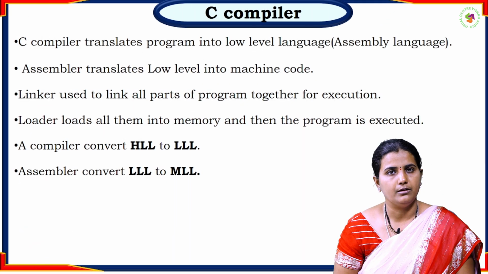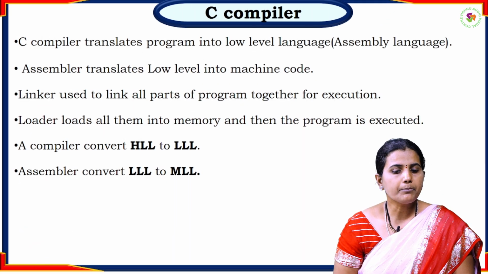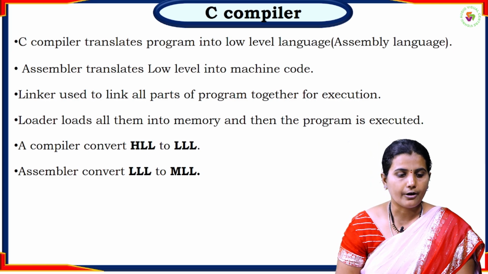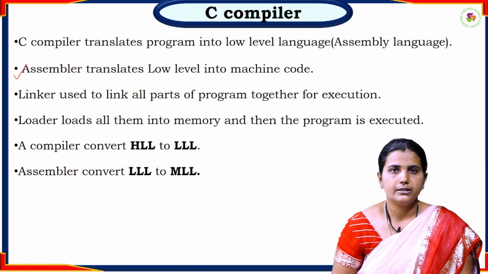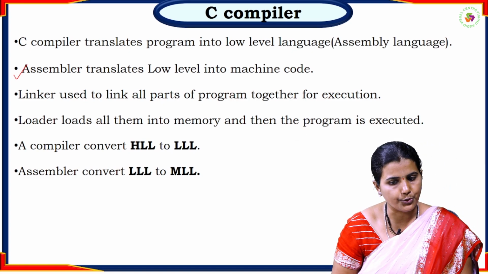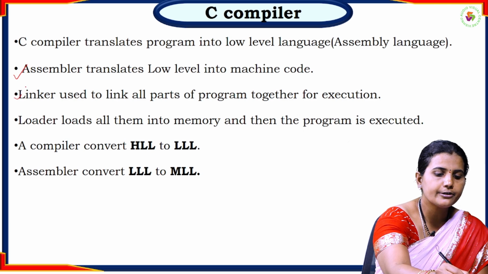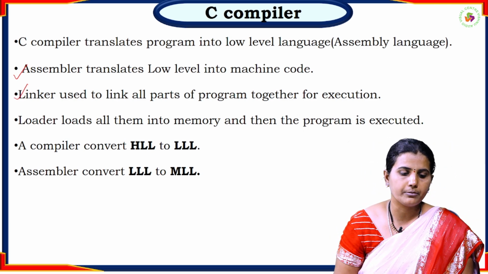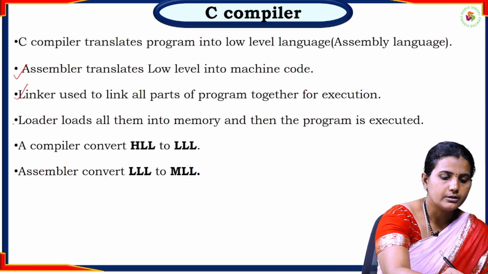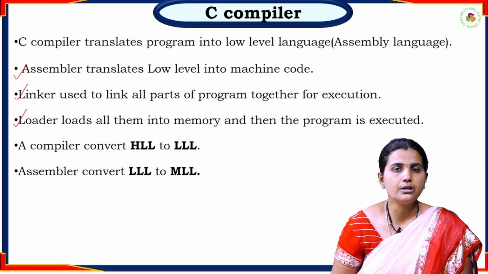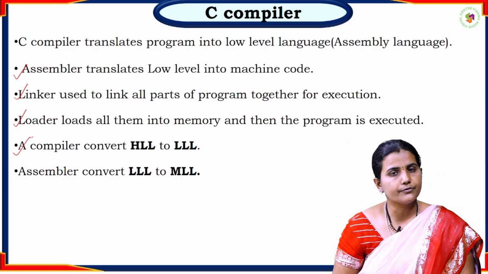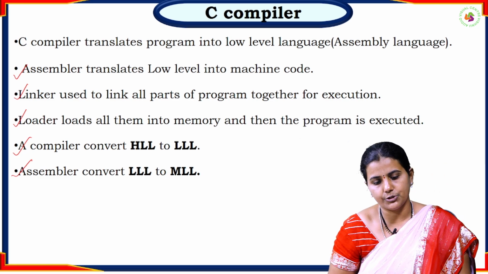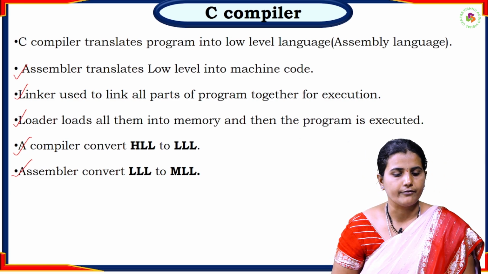Let us take a simple C compiler. The C compiler translates the program from the high level language into the assembly level language code. After that, assemblers translate that into a machine understandable language code. After that, in the linkers, any header files we include or any macros we use in our program take place. And after that, this loader loads that into the memory. A compiler converts a high level language to the low level language code. Assemblers convert low level language code into the machine level language code.